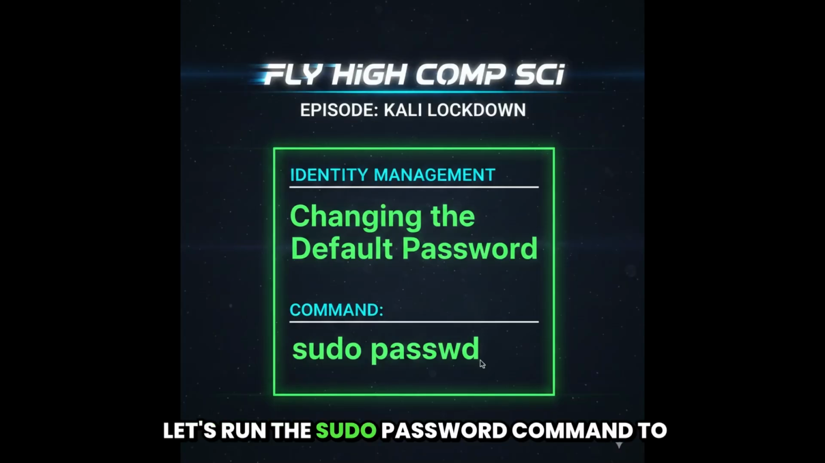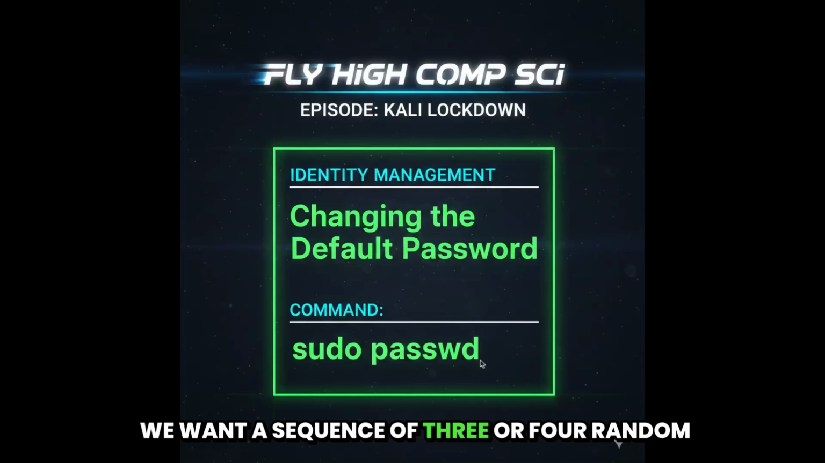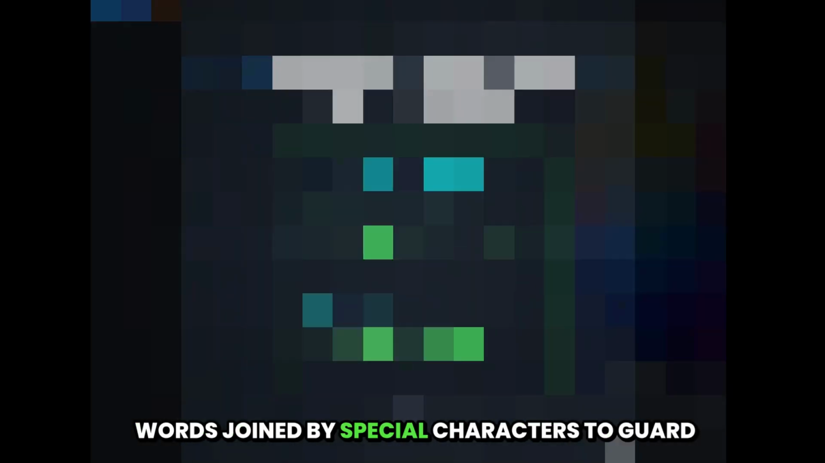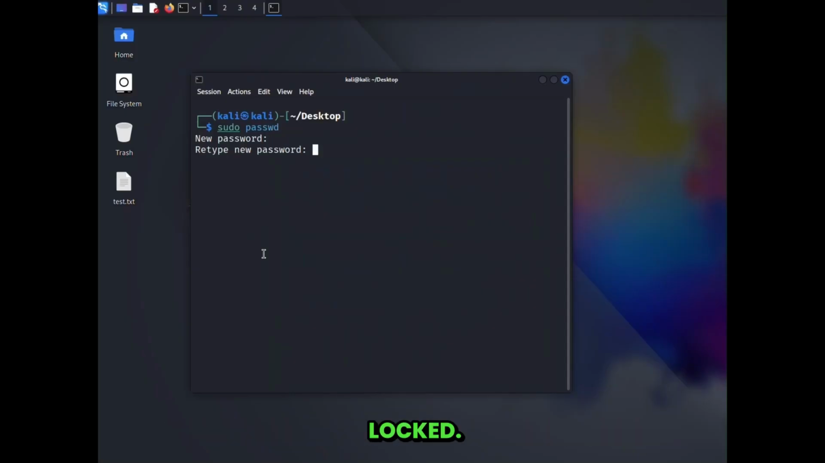Let's run the sudo passwd command to change the default to a strong passphrase. We want a sequence of 3 or 4 random words joined by special characters to guard against traditional dictionary attacks. It's the best way to keep the front door locked. Done.